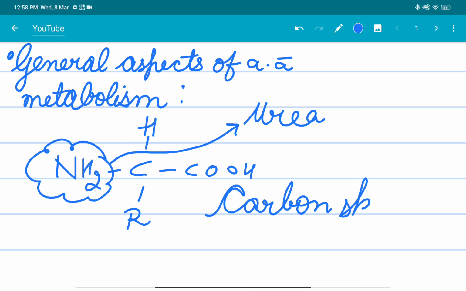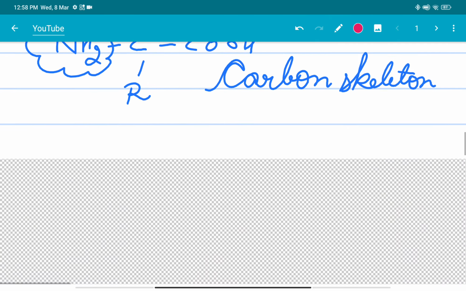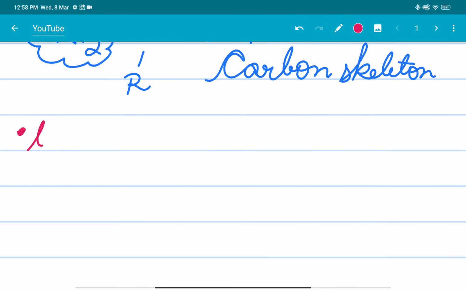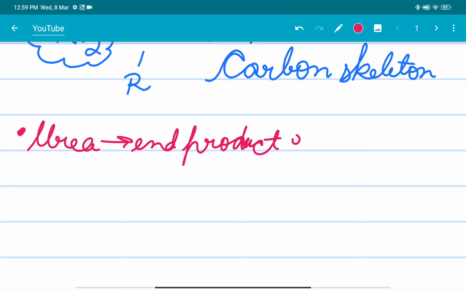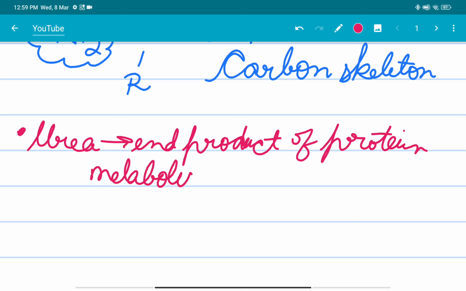So, how can you define urea? Urea is defined as the end product of protein metabolism. This urea is then excreted from the body.